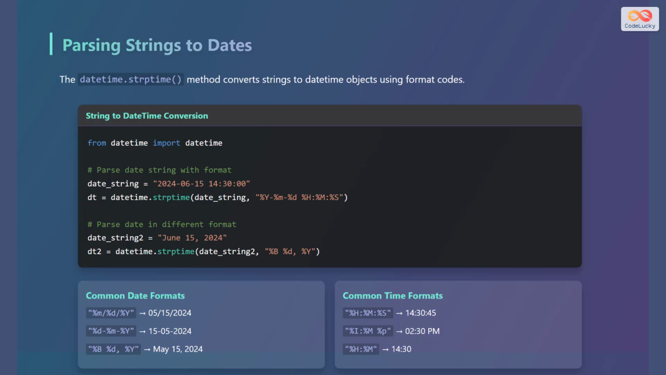Some common time formats include %H:%M:%S representing hour, minute, second. For example, 14:30:45. %I:%M %p representing hour, minute, AM or PM. For example, 02:30 PM. And %H:%M representing hour and minute. For example, 14:30.